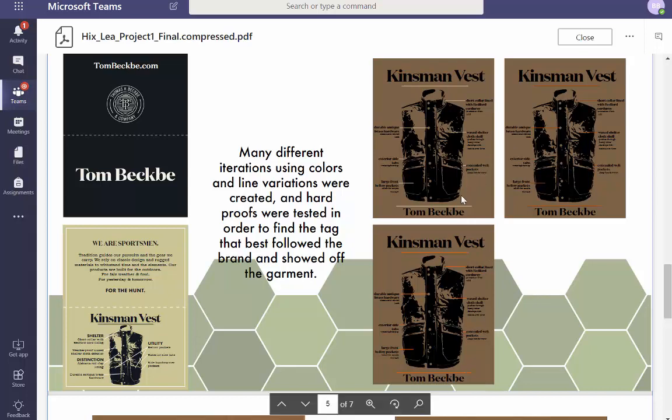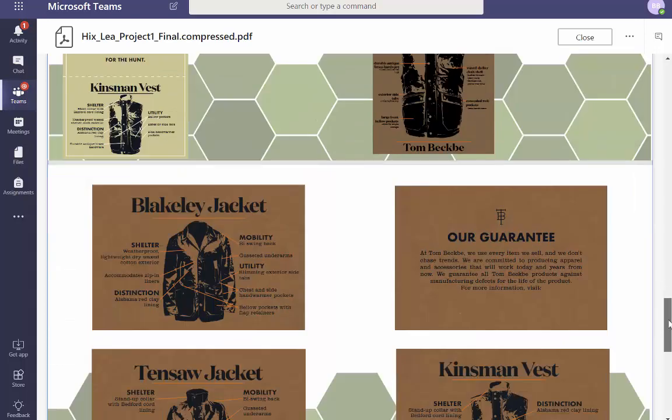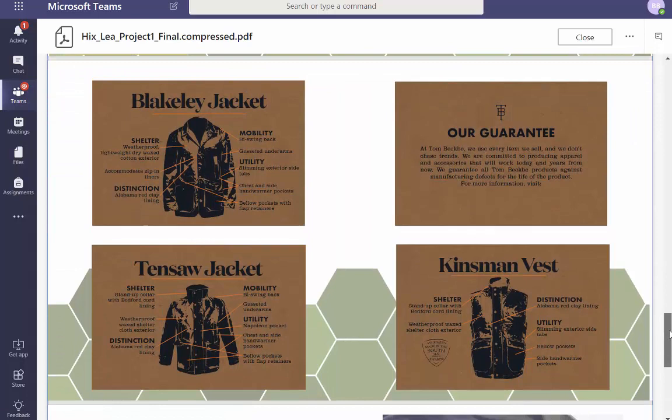Still need some more reasoning behind why you chose to have an image of the garment on the tag. The Blakely jacket, the Tinsall jacket, the Kingsman jacket. I think this is interesting, right? You showed me these before, so that's really nothing new.